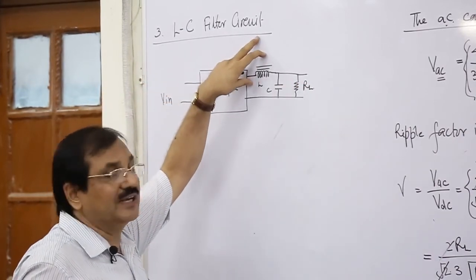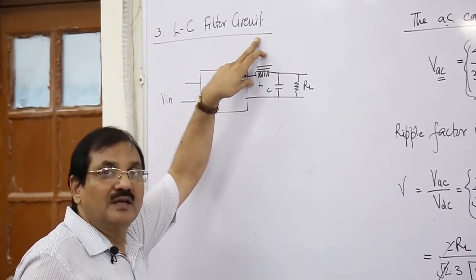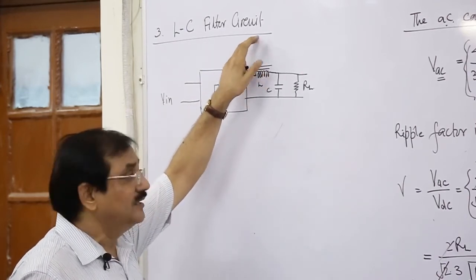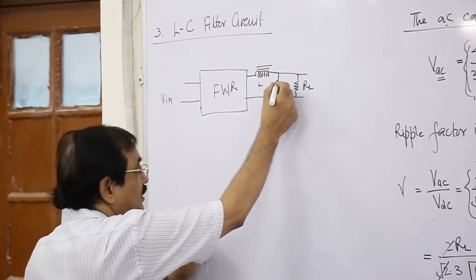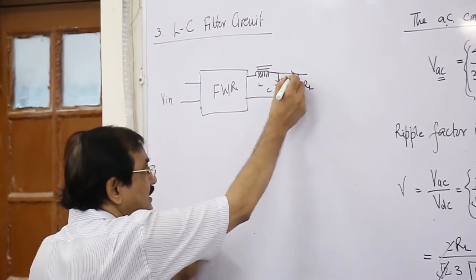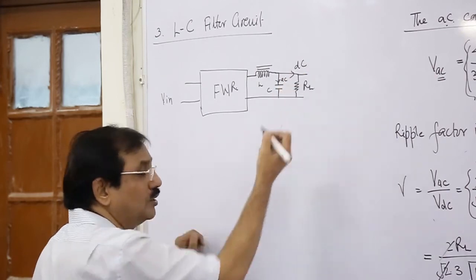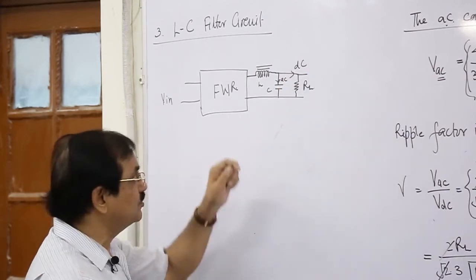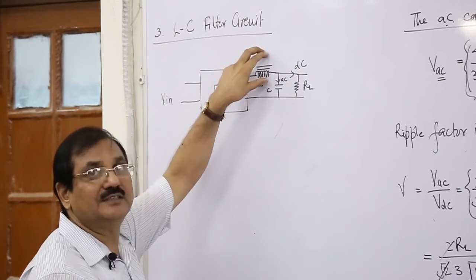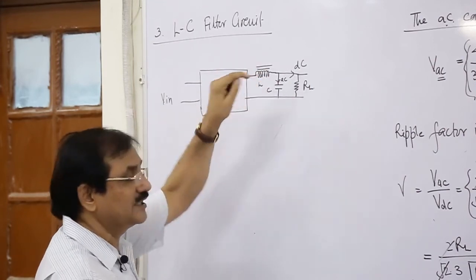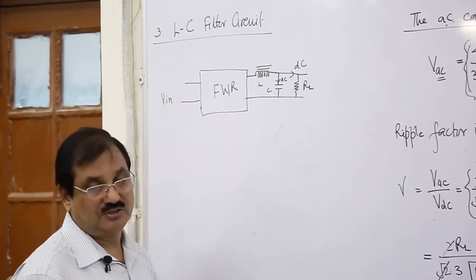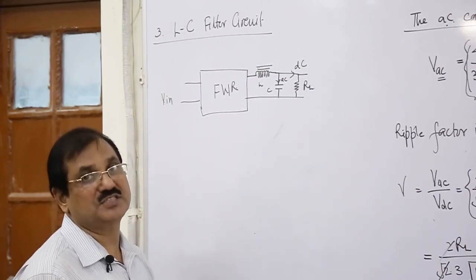So this L will control the impedance and reduce the AC component. Whatever the AC component is, AC will pass through the capacitor, and DC will pass through the load. So there is a reduction of ripple through the inductor, and there is a reduction of AC in the capacitor due to the charging and discharging process.